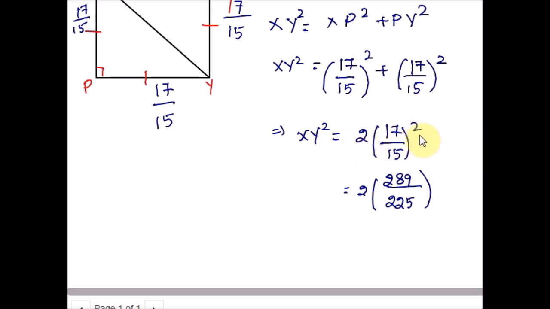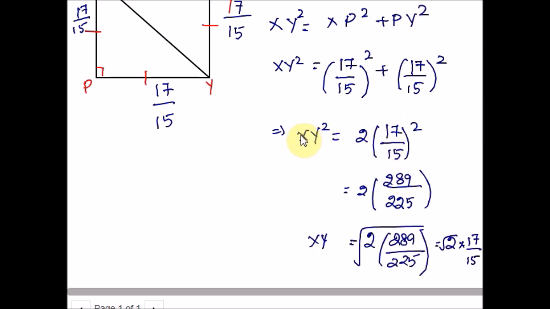Taking the square root on both sides, or you can take the square root in this step itself. If you do so, you'll be getting the same answers. That's it for this example.